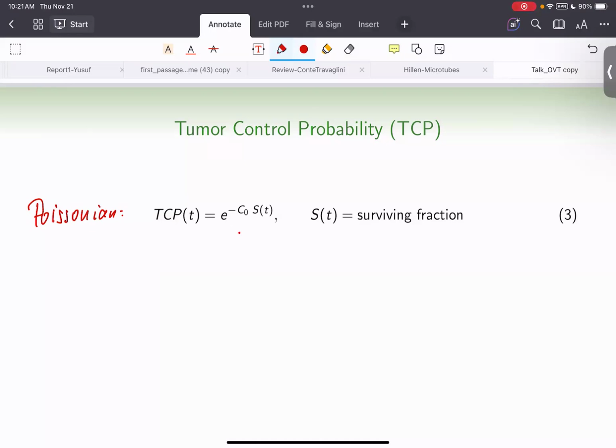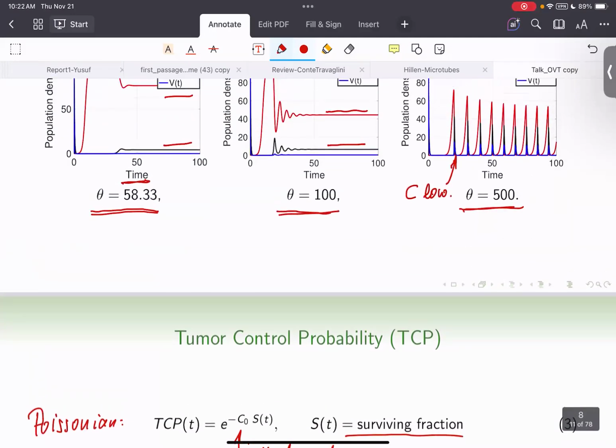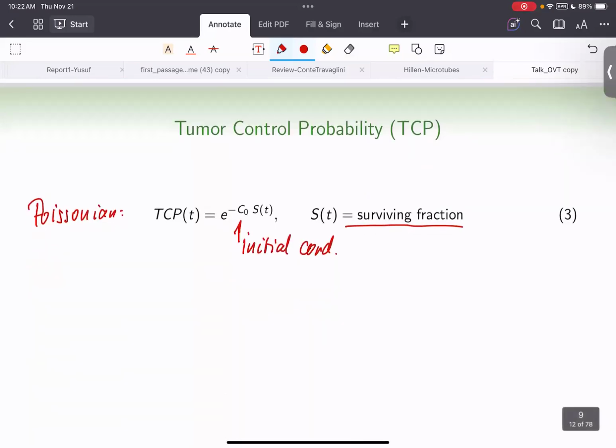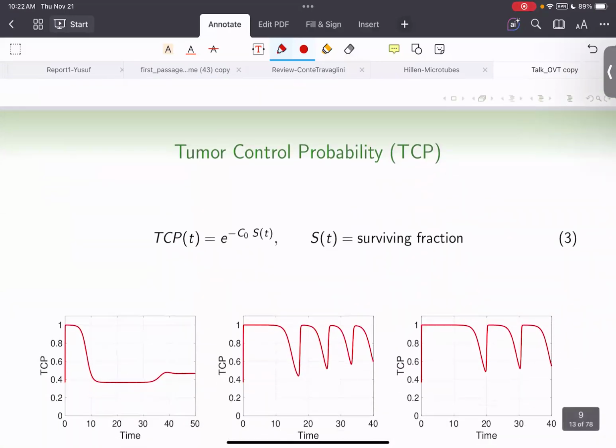It is e to the minus C0, the initial cancer size, times the surviving fraction S of t. And the surviving fraction you can compute from these graphs. Here where I put my red arrow, I know what the solution for the red curve is, and I know the initial condition. I can just compute the ratio, and I know the surviving fraction. So we compute the surviving fraction from the pictures upstairs, plug it into this e to the minus expression, and we get the probability of cure.